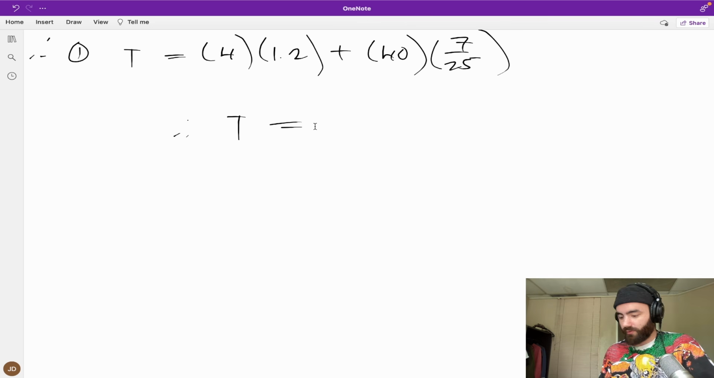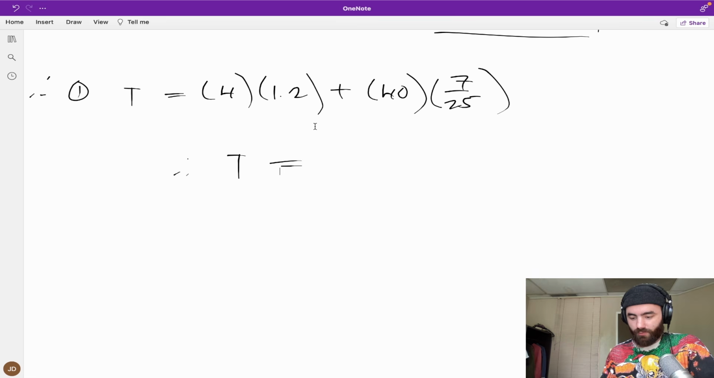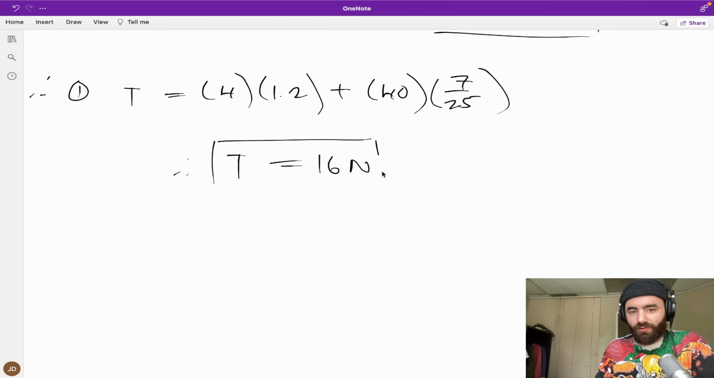Tension is equal in both of the masses, so 4 times 1.2 plus 40 times 7 over 25 gives 16 newtons.